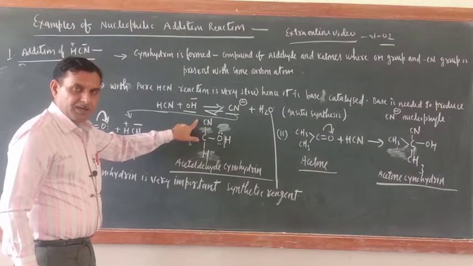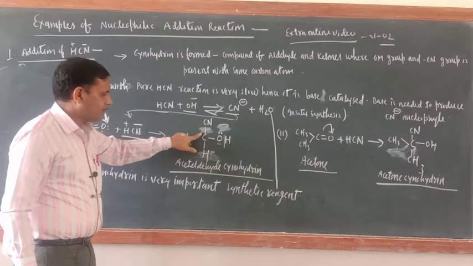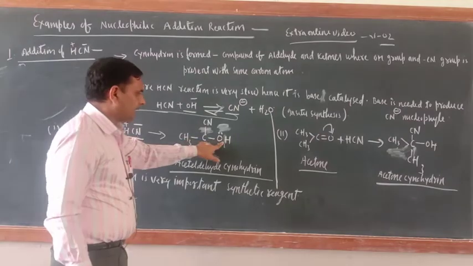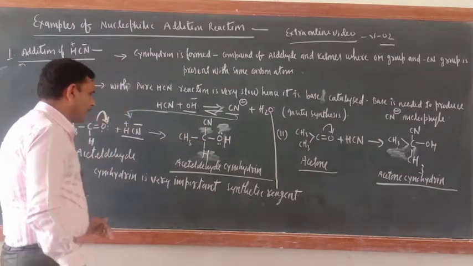And always remember that the nucleophile always attacks from the top. So CN is bonded here. Now in the next step, H positive will be added to the oxygen. So now acetaldehyde cyanohydrin is formed.